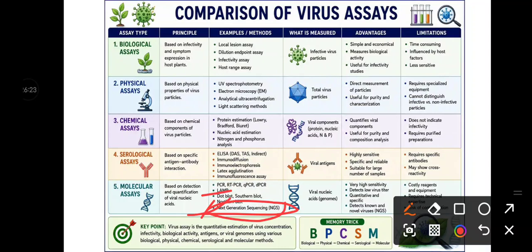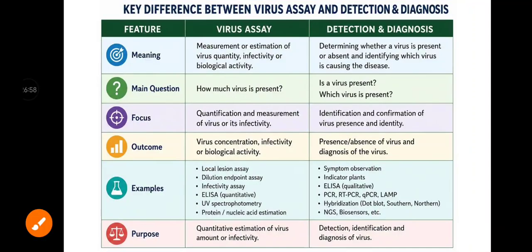Okay, so this is all about the virus assay. Assay means how the virus is present in the plant sample or host sample. We have already detected the virus. Now it's time to detect at what concentration the virus is there and about the infectivity status, how infective it is. In the next video we will discuss the comparative table for the virus assay and detection.